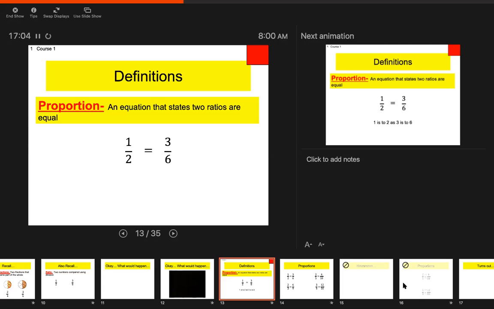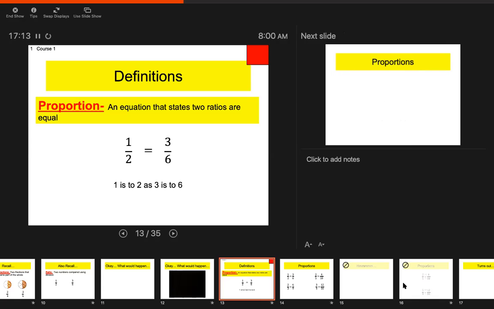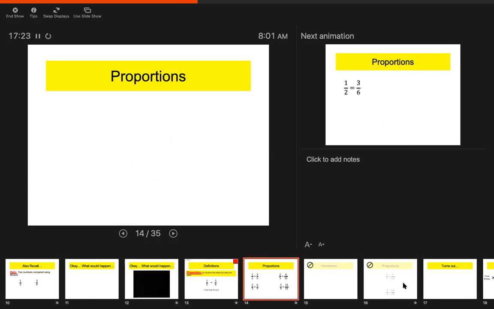Everybody okay? Two fractions that are equal to each other. It says ratios. All right. Remember, we have colon form for ratios. So I could say 1 is to 2 as 3 is to 7, or 3 is to 6. All right, proportions.